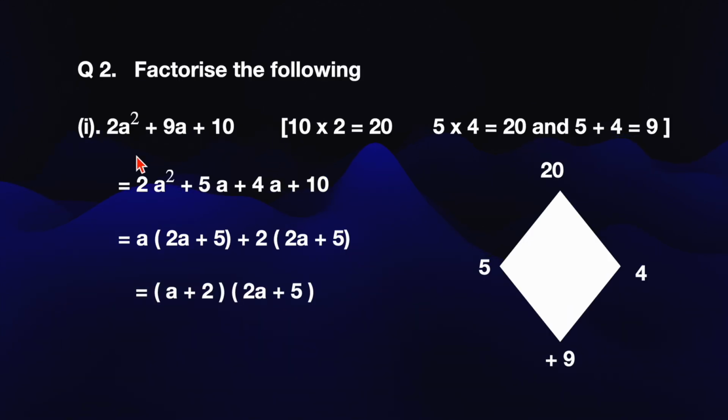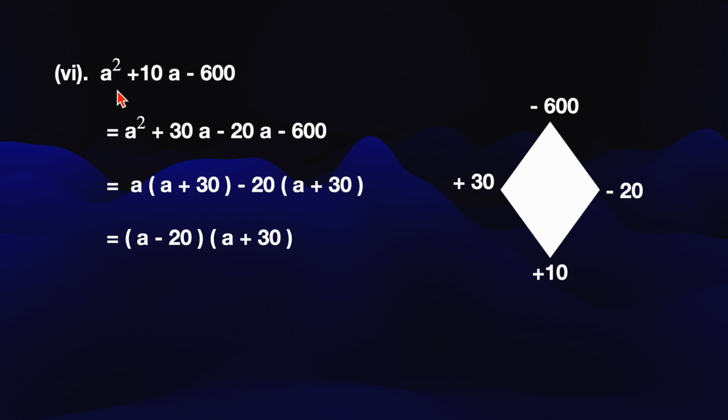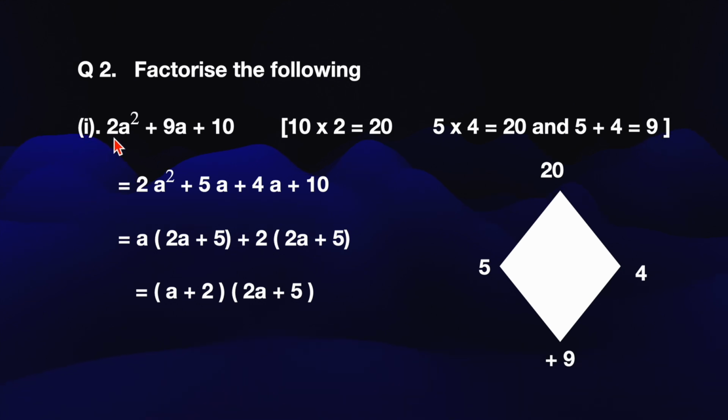Okay, factorize the following: 2a square plus 9a plus 10. So here the coefficient is a number other than 1. See, in the previous sums we had the coefficient as 1, so we took the last term. But in this sum, since the coefficient is 2, one more step we have to do. We have to multiply 2 into the last term. 2 into 10 is 20. It's the number 20 which we should put on the top, and then find out its factors.